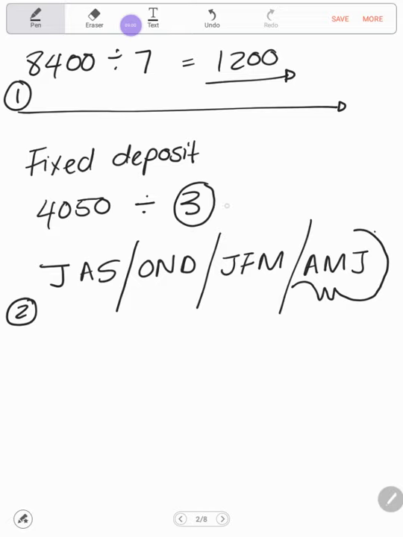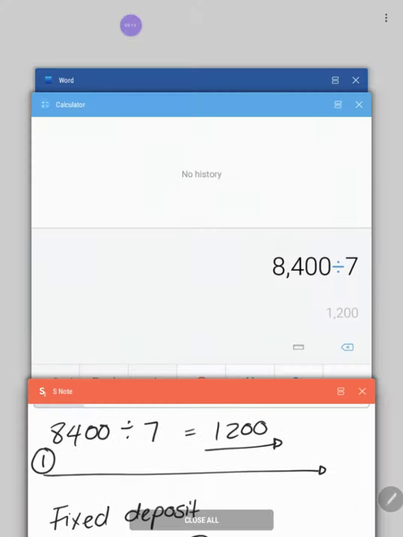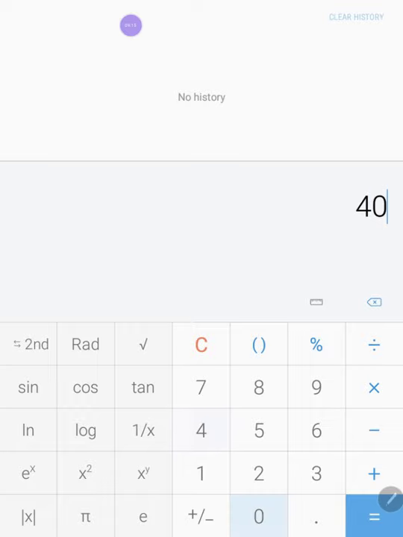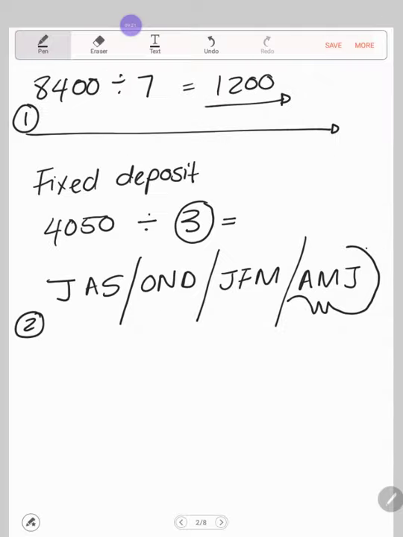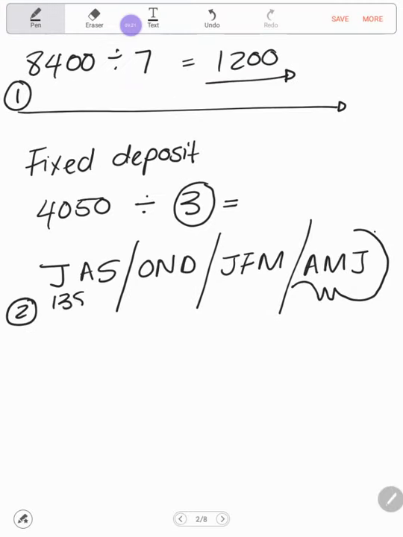So if I say 4,050 divided by 3, it's the quarter. Remember, every 3 months you should get your interest. And if I work that out, it should be 1,350 that should be received always. So 1,350 would have been paid there, 1,350 there, 1,350 there, and then 1,350 over there. Am I right?